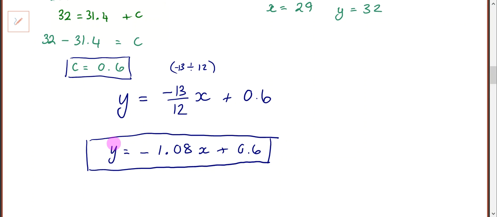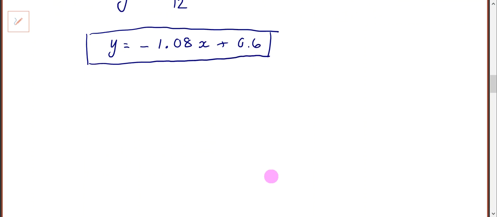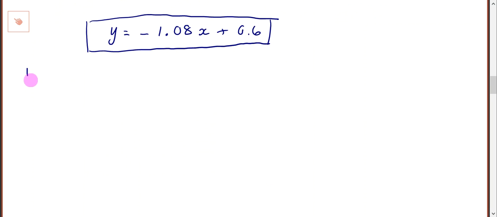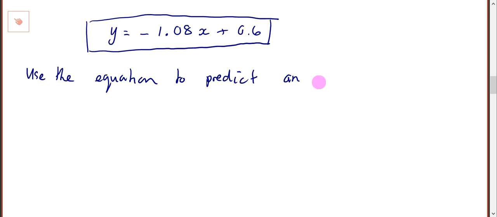So what I'm going to say to you is, well, let's use the equation to predict an art score if I scored, well, pick a math score for me. What do you like? One that falls within the range. 50?